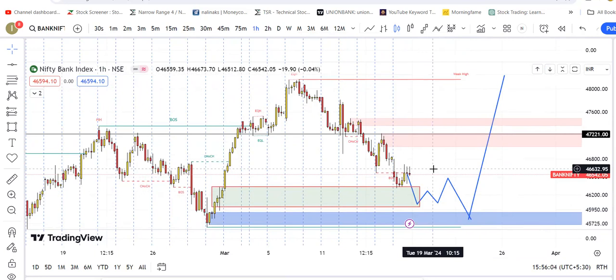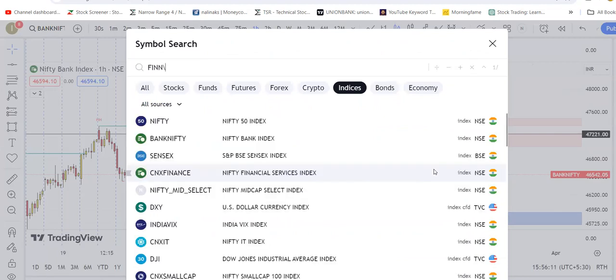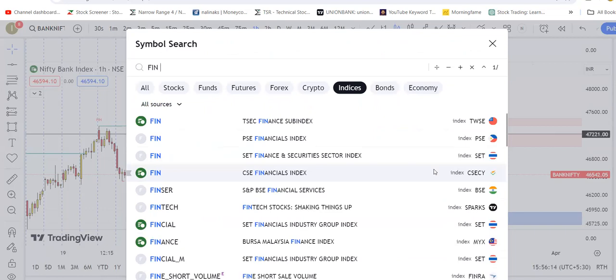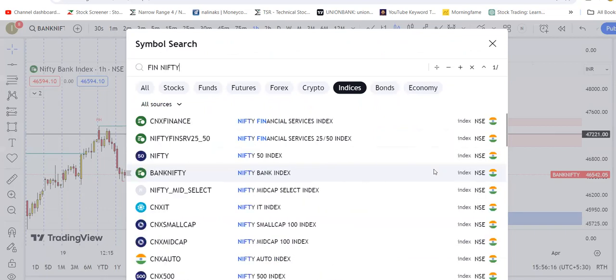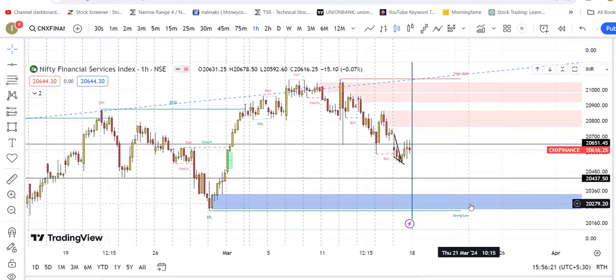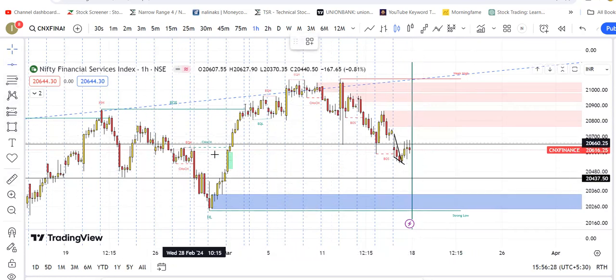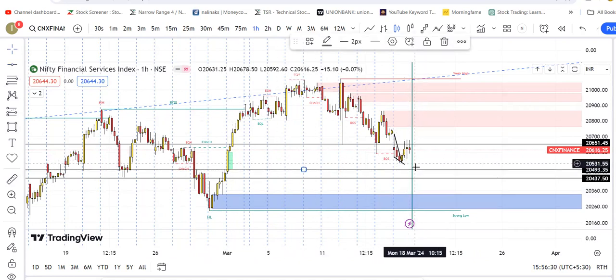Another index is Fin Nifty, the Nifty Financial Service Index. Same scenario as for Bank Nifty. There is internal liquidity over here, a fair value gap. It will probably come down and it may react. And then this is the order block. My point of interest is here.